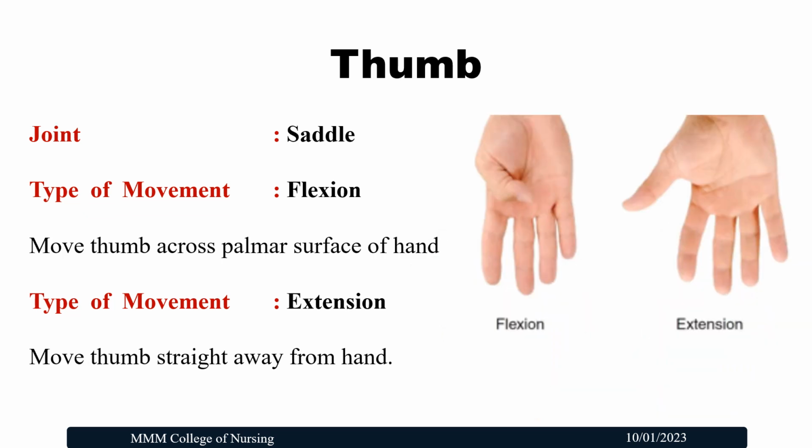The saddle joint is present in the thumb. The movements that can be performed are flexion, that is moving the thumb across the palmar surface of hand. Extension, move thumb straight away from hand.